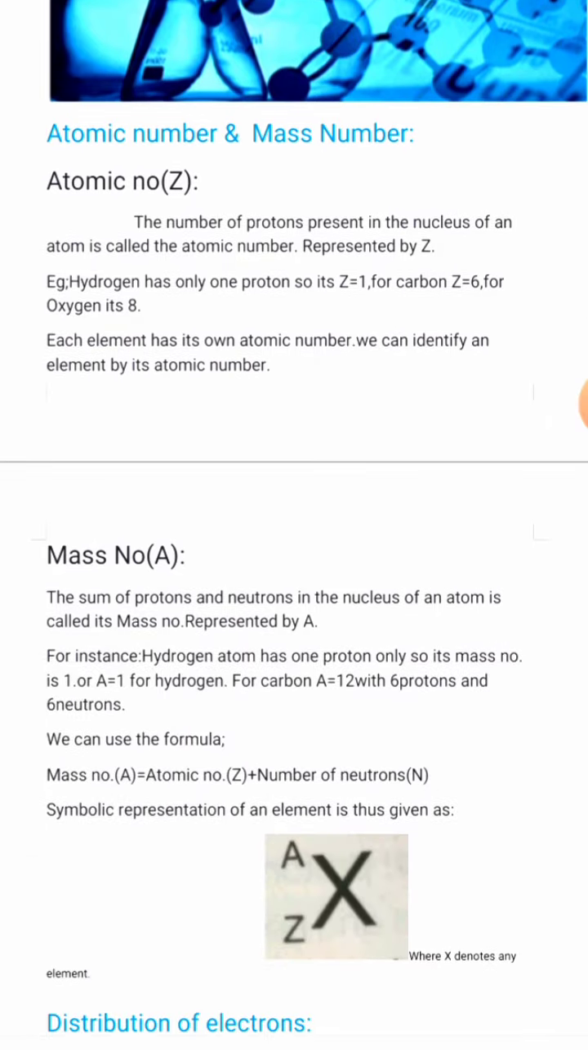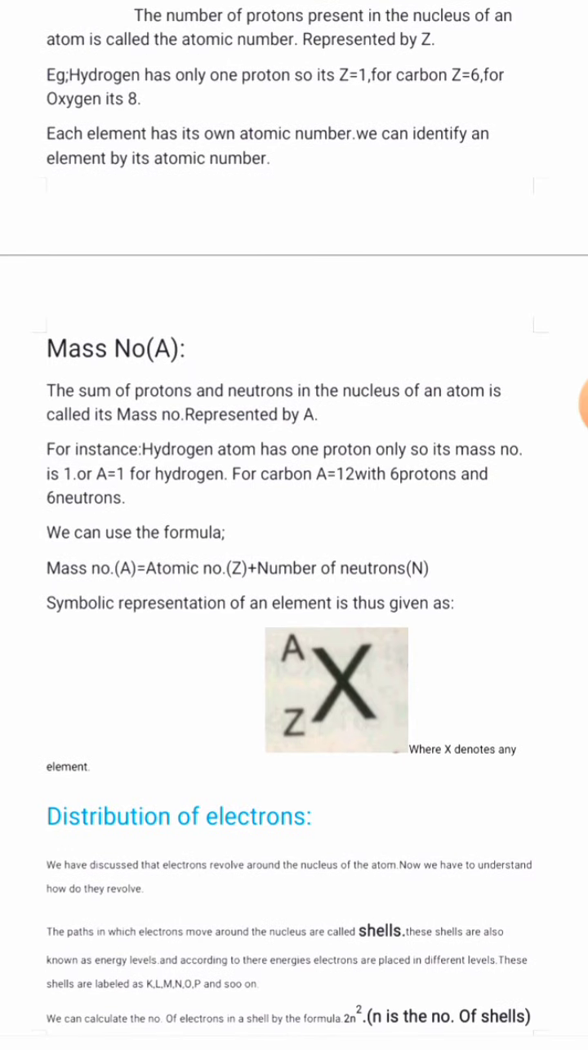Okay, moving ahead, we have mass number. The sum of protons and neutrons in the nucleus of an atom is called the mass number. It's represented by capital A. For instance, a hydrogen atom has only one proton, so its mass number will be 1. For carbon, it will be 12 because of 6 protons and 6 neutrons present in the nucleus of the carbon atom.